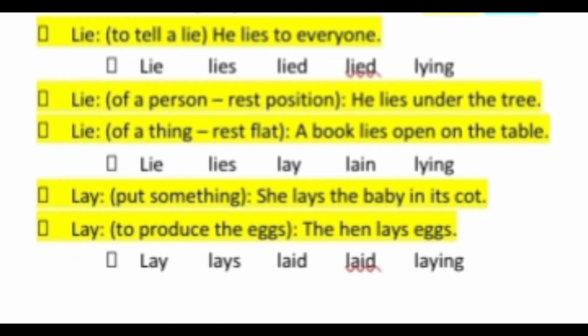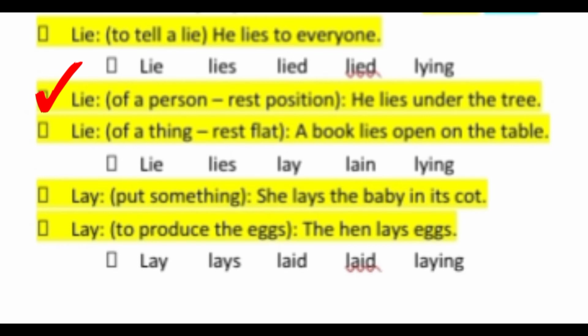Lie has different meanings. Its first meaning is to tell a lie, means jhoot bolna. Sentence, he lies to everyone. Its forms are lie, lies, second form lied, third form lied, and fourth form lying.